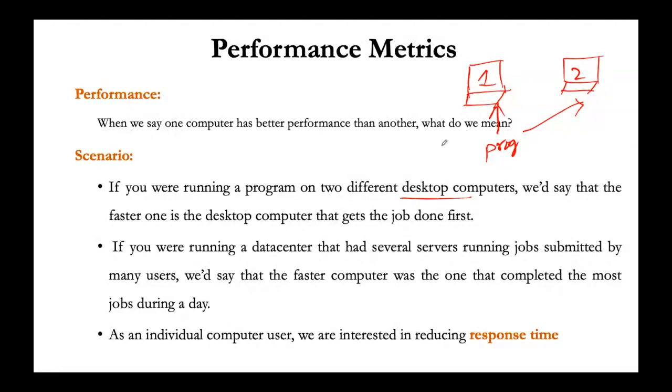Suppose we execute this program, and computer 1 takes 5 seconds, for example, while computer 2 takes 10 seconds to execute the same program. Then we can say computer 1 is performing better than computer 2.